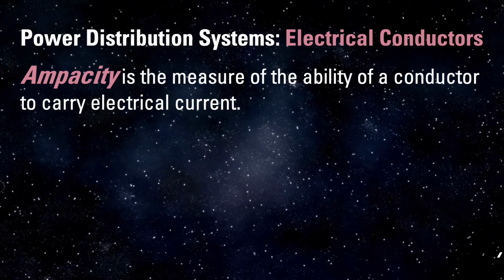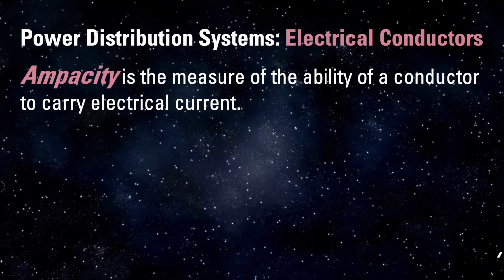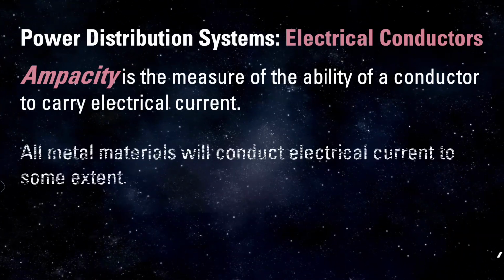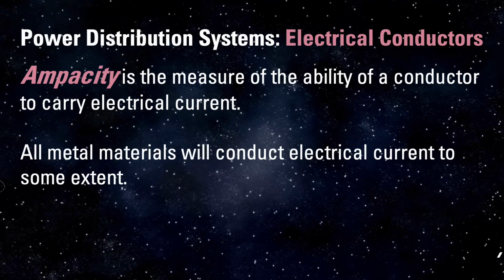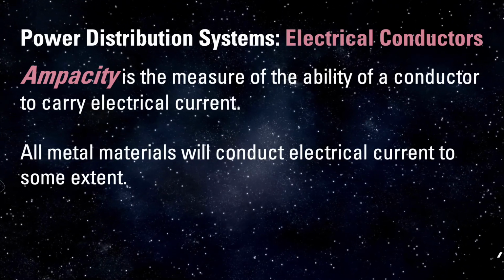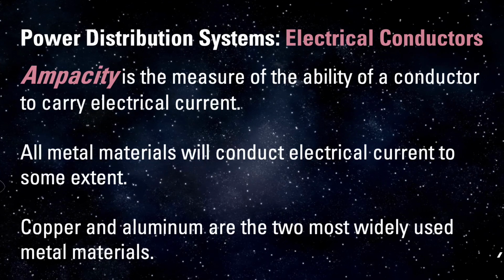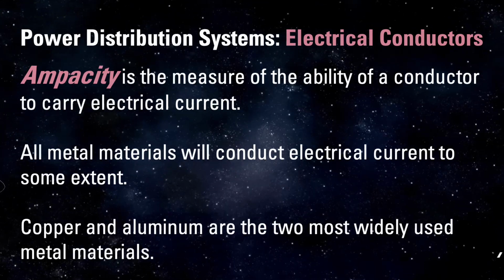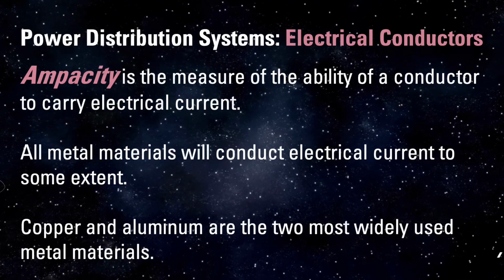Ampacity is the measure of the ability of a conductor to carry electrical current. All metal materials will conduct electrical current to some extent. Copper and aluminum are the two most widely used metal materials.